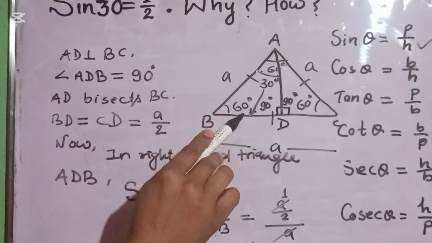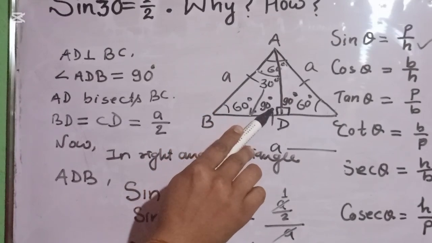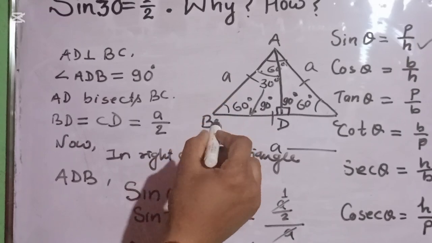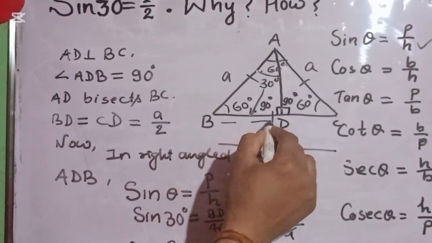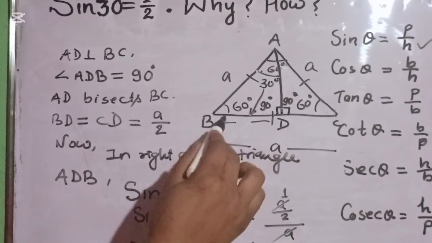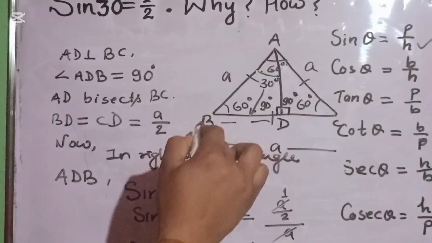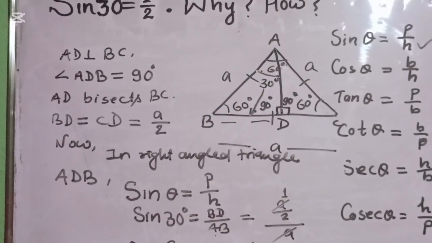For 30 degree, this is the perpendicular, and hypotenuse remains same, and this is the reference angle. For this 30 degree, its opposite side is the perpendicular. Perpendicular by hypotenuse, perpendicular is A by 2, that is BD, divided by hypotenuse A, A cancels, and they remain 1 by 2. It is the method how sine 30 degree comes 1 by 2. That's why we remember it, sine 30 degree value is 1 by 2.